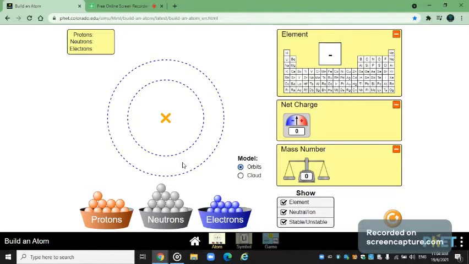So, how do we build an atom in Phet Simulator, because it can't be created or destroyed? How do you build an atom? Let's simply assume. Actually, don't assume. Science is not about assuming.